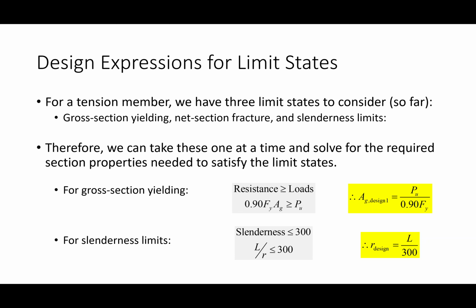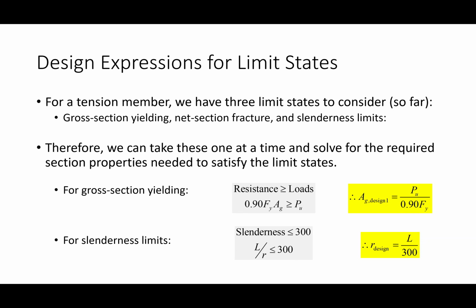And since it's pretty common that if I know I'm picking a W shape, I know what the steel grade is, or if I'm picking a C shape, I know what the steel grade is. So it's very possible that given a desired member, you can assign a yield strength. And so really the only unknown is the gross area. So I could solve for the gross area by just dividing both sides by 0.9 Fy. So as long as I pick a member that has a gross area at least bigger than this, then I know I've satisfied gross section yielding.